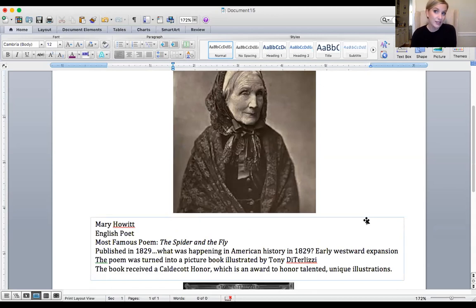She's an English poet, so not like Emily Dickinson, who was an American poet. Her most famous poem is The Spider and the Fly, and it was published in 1829. And so, what was happening in early American history in 1829? Well, what we're studying in history now, early westward expansion, okay? And the poem was turned into a picture book, actually, and it was illustrated by Tony Di Terlizzi. It's really hard to pronounce his name, it's Italian. And the book received a Caldecott Honor Award, which is an award that's given to talented, unique illustrations.